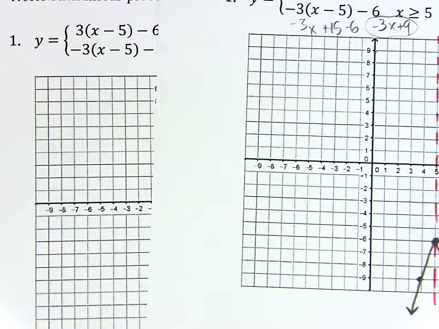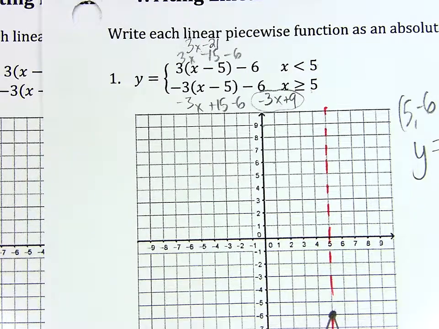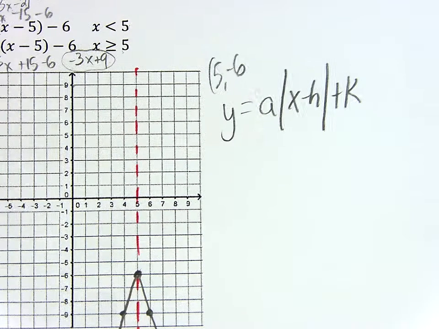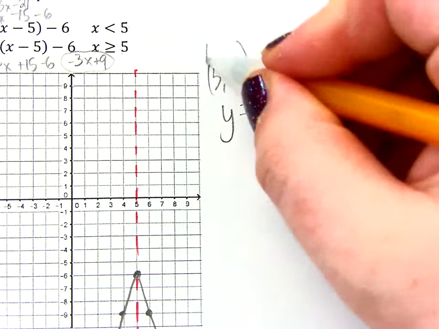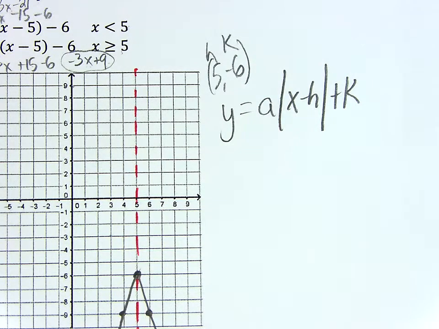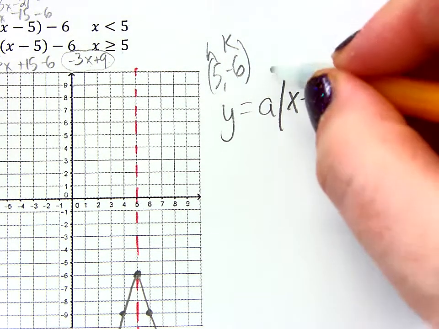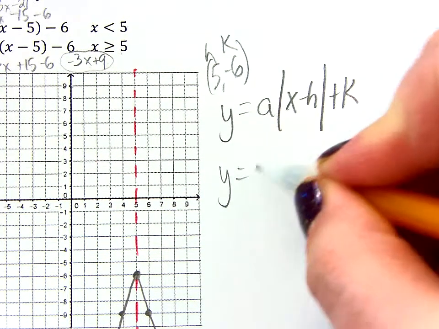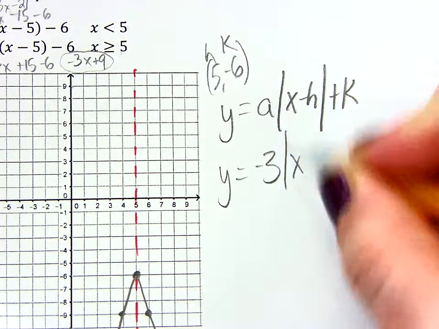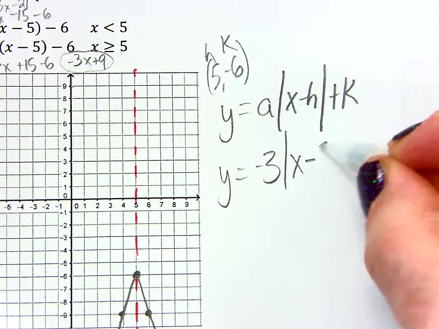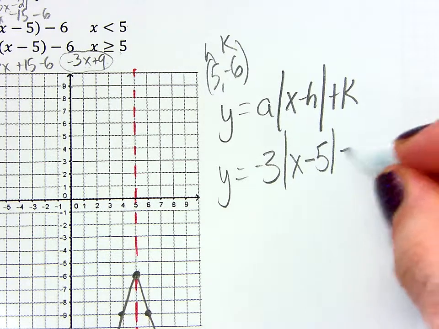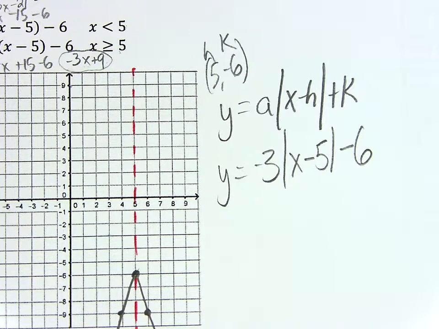Okay, so now there's my h and k, and then what's the slope of the right-hand branch? The right-hand branch now. -3. So I'm just going to plug in a -3 for A, and then x minus h would be -5, and then k just stays like a -6.